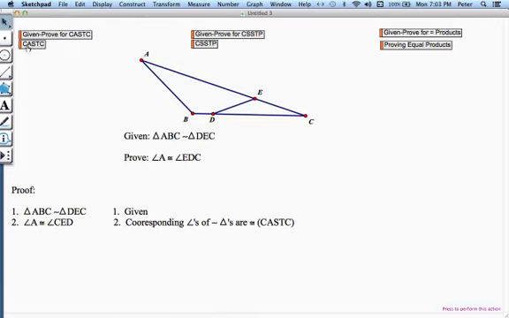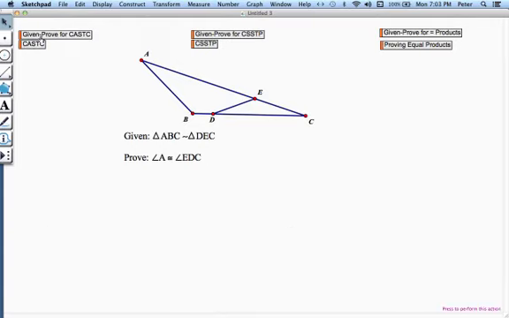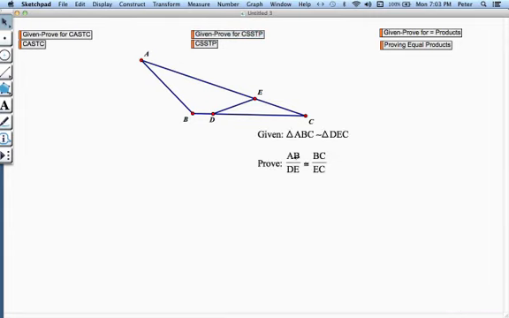What then about the sides? Well, I hope we saw that the ratios of corresponding sides are congruent when the triangles are similar. So to prove that AB over DE is congruent to the ratio on the right, BC over EC, I'll give you the reasoning for that in a minute.